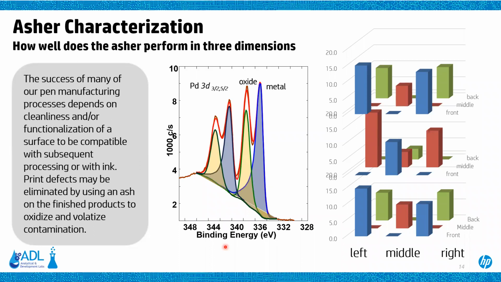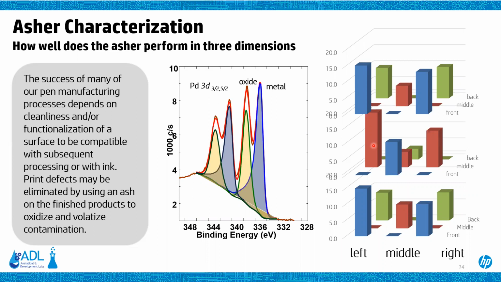But in this case, what we did was use some palladium orifice plates, and we would put them in the asher, and an effect of the asher, of course, is to oxidize the palladium. And what we were looking at was how the asher was working from left to right and then from front to back. Were all the shelves giving you the same results, and was there any difference?